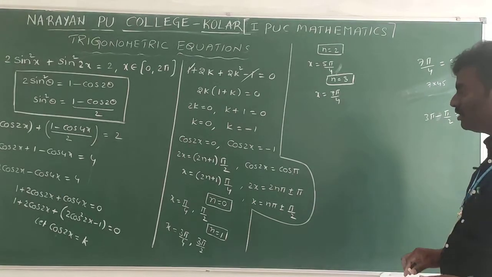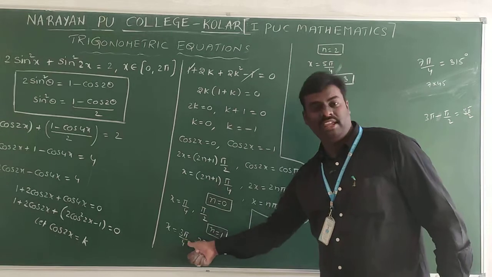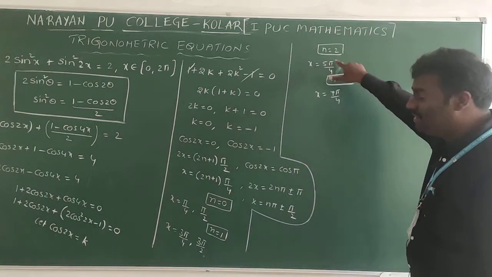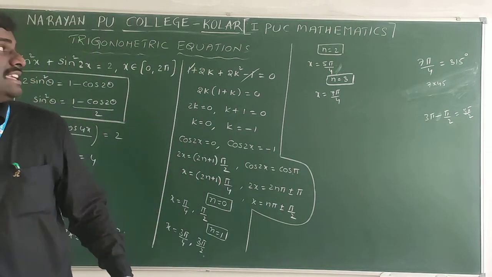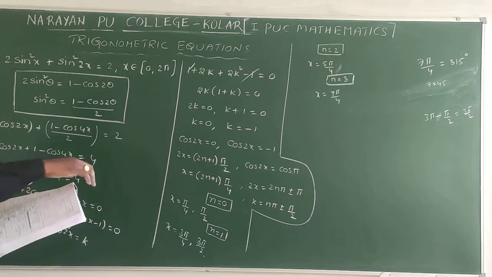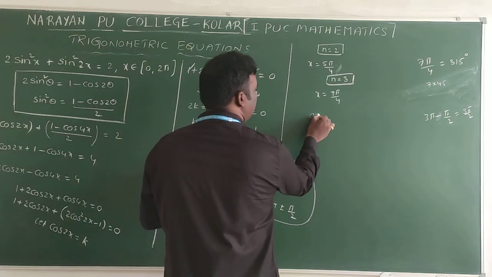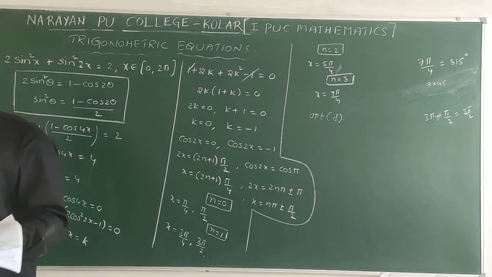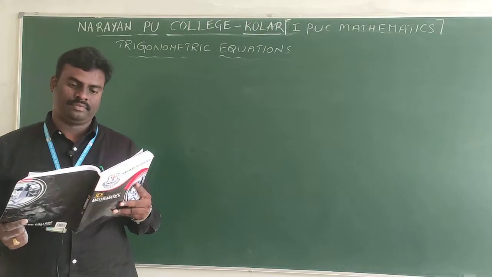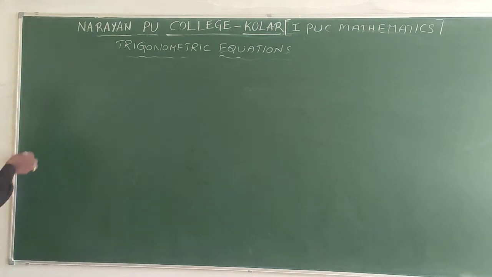So these are the solutions. How many exist? 1, 2, 3, 4, 5, 6. Totally, we get 6 solutions for this question number 25. That is nothing but option D is the correct answer for this question number 25. Next, we will discuss question number 26.